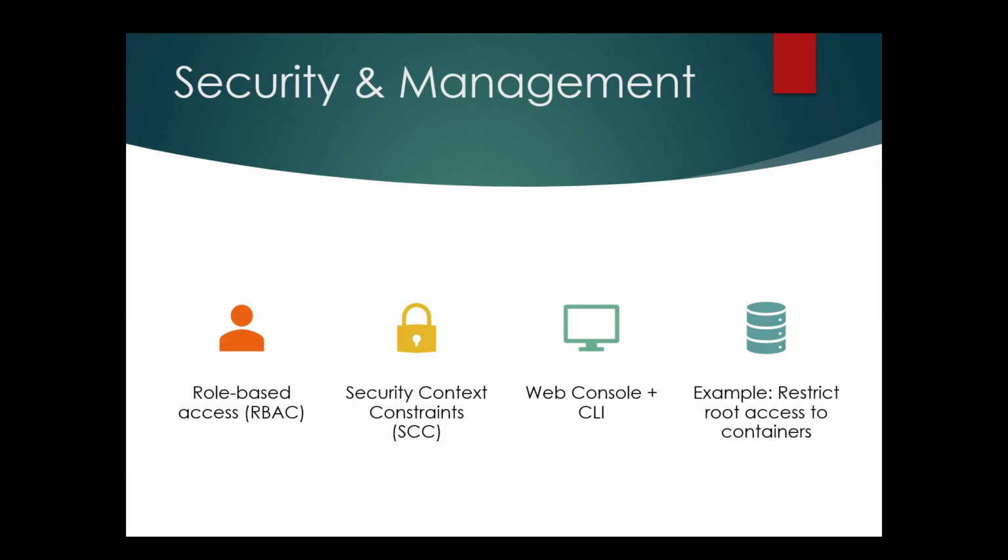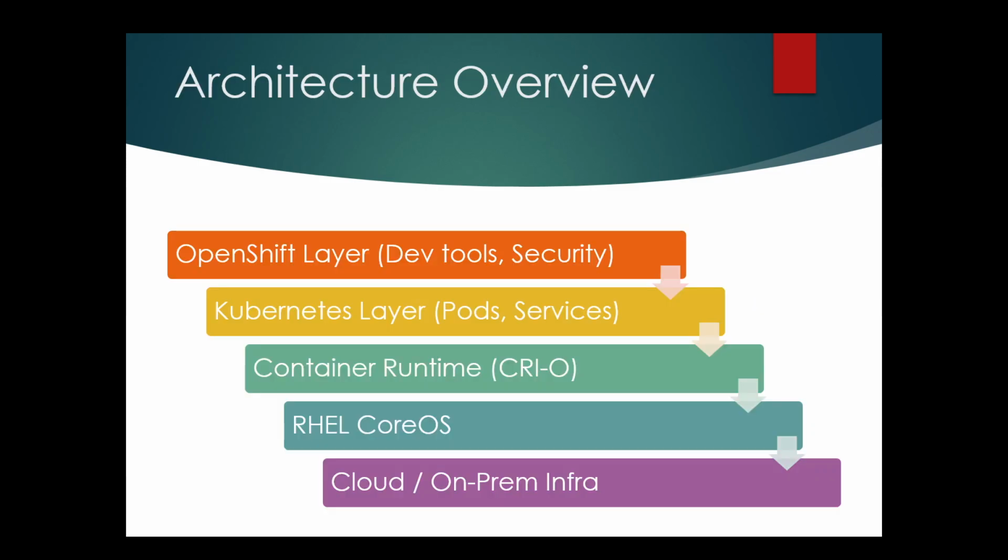So this basically security SEC works on the container within a pod, and you can fine tune your settings within a pod itself. Role-based access control works on a global scale, where you have to manage the entire infrastructure of OpenShift. That's where the role-based access control comes in.